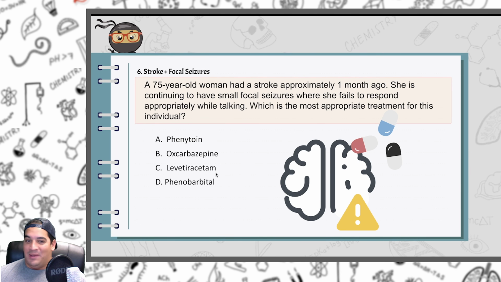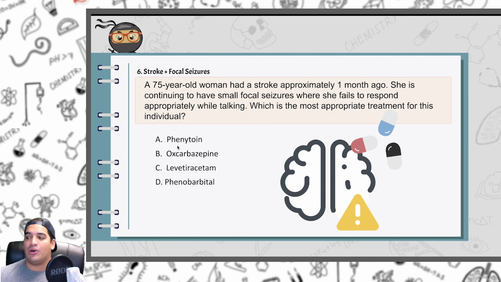Remember, phenobarbital. But in this situation, they can have small focal seizures, which she fails to respond appropriately while talking. Which is the most appropriate treatment for this individual? So for a focal seizure, you could consider oxcarbazepine, phenytoin, levetiracetam, or phenobarbital. Between these, phenobarbital is not a good option. Okay, that's usually going to be for patients like, remember, neonates is the preferable agent, or status epilepticus refractory.